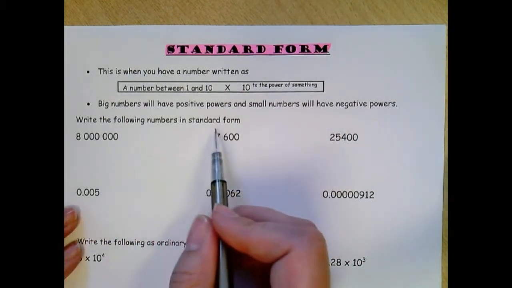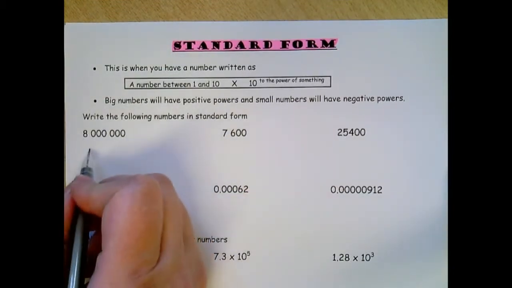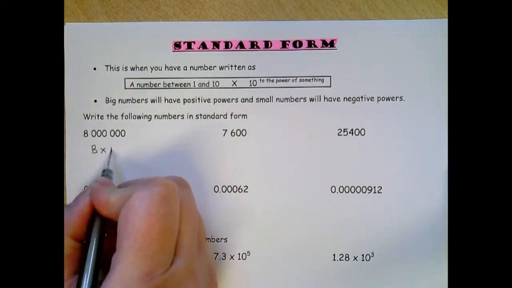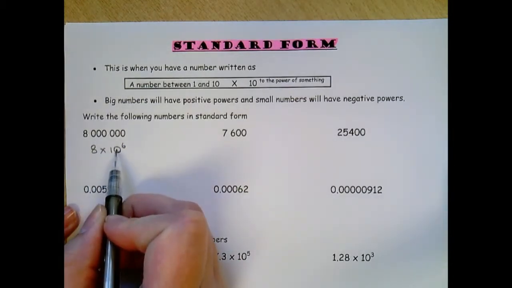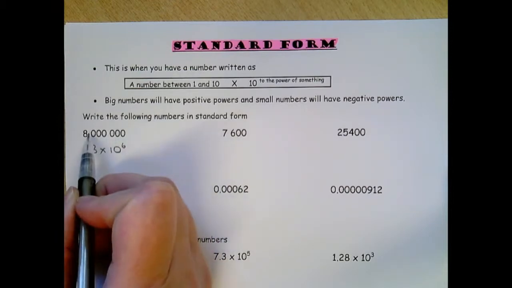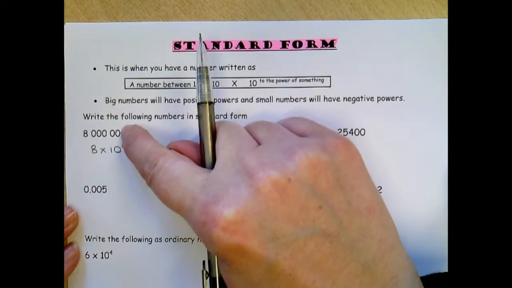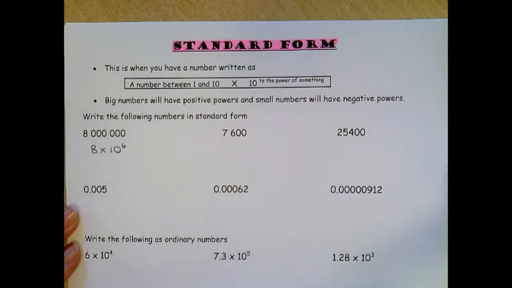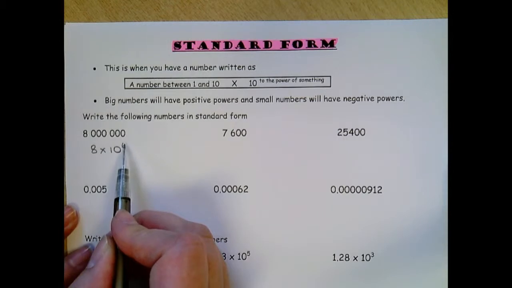So write the following numbers in standard form. So that's 8 million. So it's the same as 8 times 10 to the power of 6, because that means 8 multiplied by 10 6 times. So times by 10 once would get you 80, then another 10, another 10, another 10, another 10, another 10, and you end up back with 8 million again. So there's a number between 1 and 10 times 10 to the power of something.